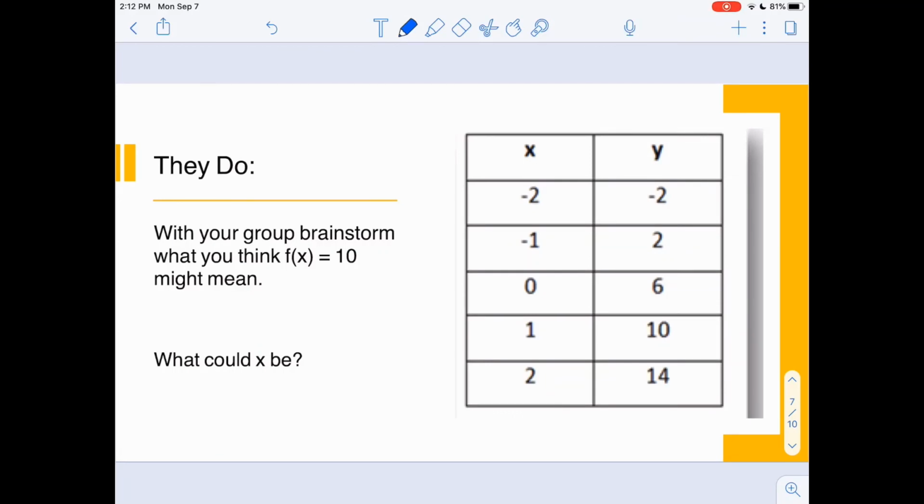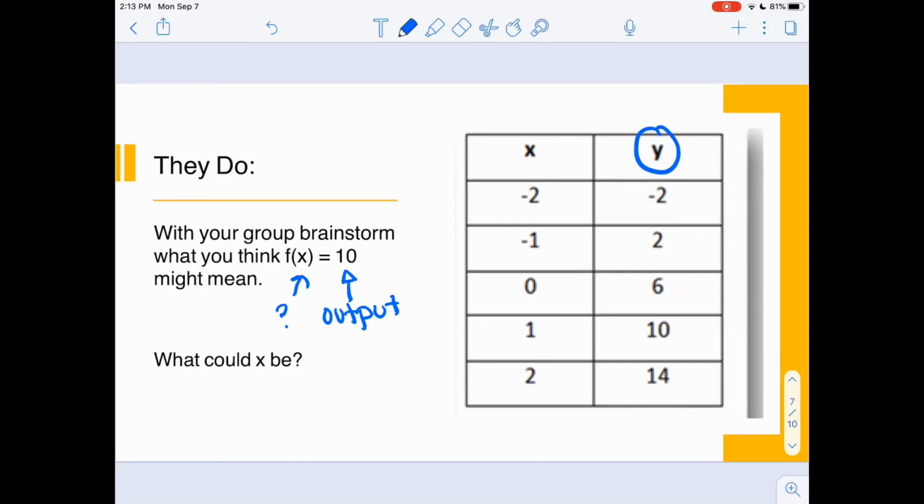With your group, brainstorm what you think f of x equals 10 might mean. What could x be? I'll give your group 4 minutes. Hopefully you realize that f of x equals 10 means that 10 is the output, and you are wondering what the input is if the output is 10.